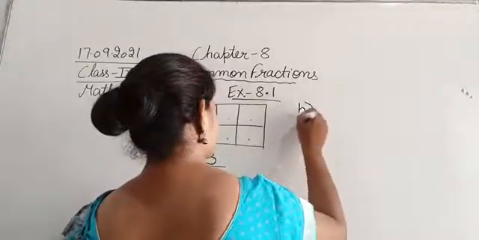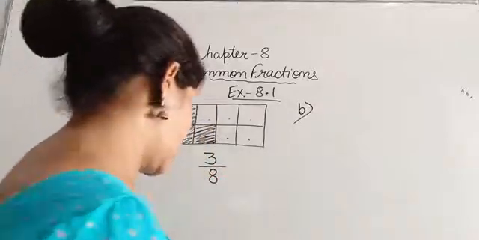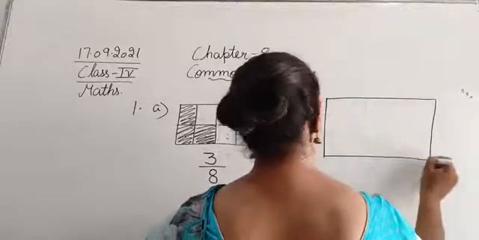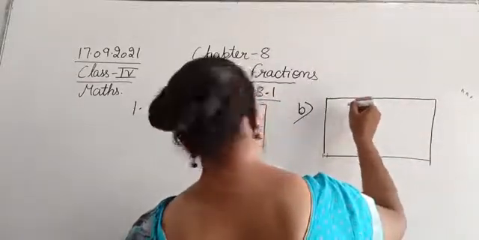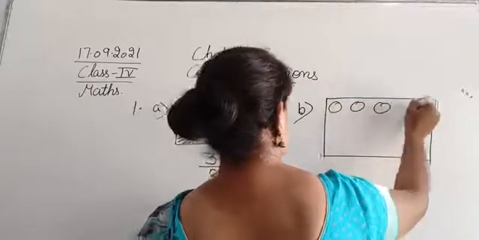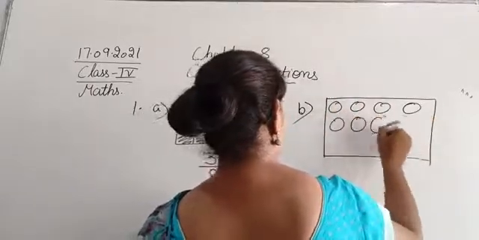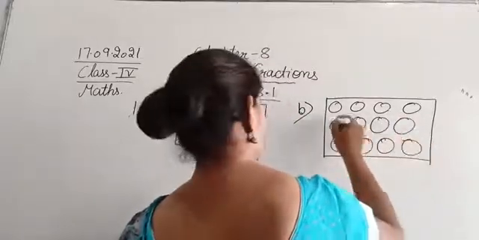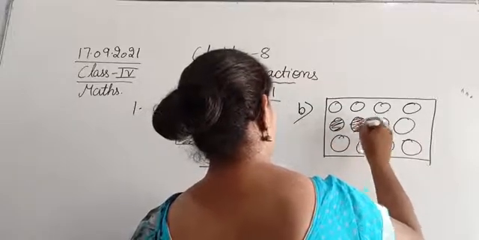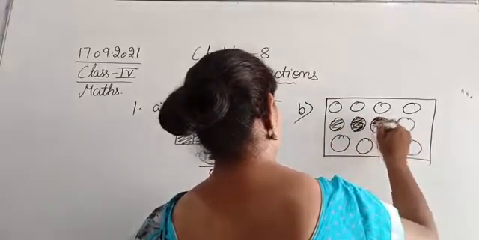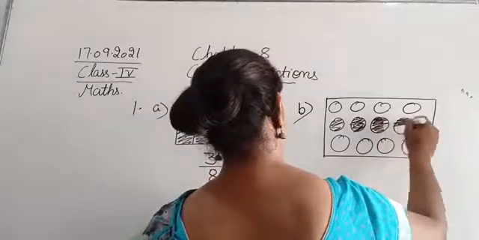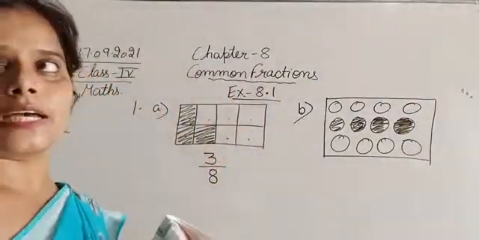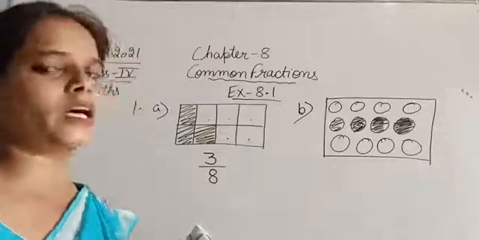Moving to B. B is another figure, a collection. In this we have to write the fraction of the collection. So 1, 2, 3, 4, 5, 6, 7, 8, 9, 10, 11, 12. 12 balls are there. So these are the 4 balls that are shaded. So now we have to represent it as a fraction.